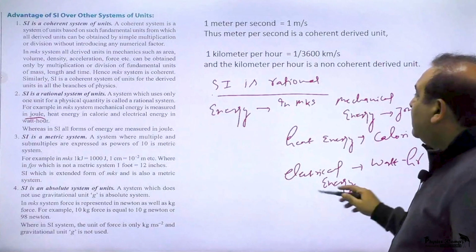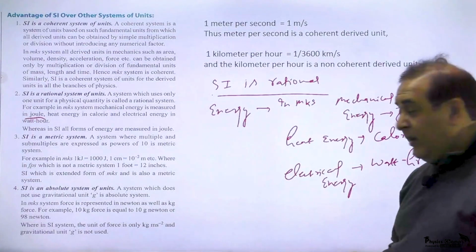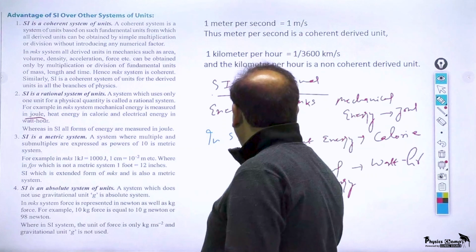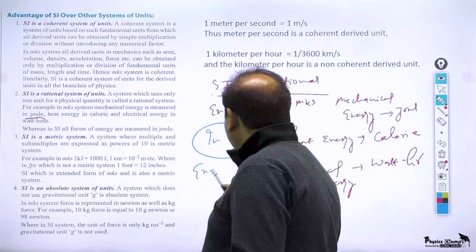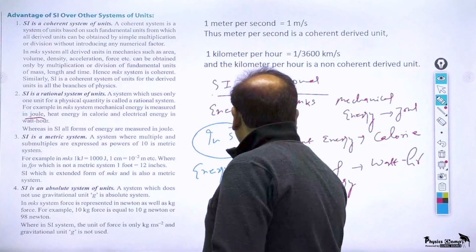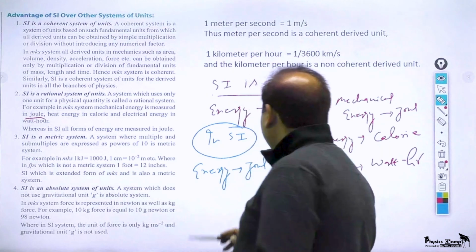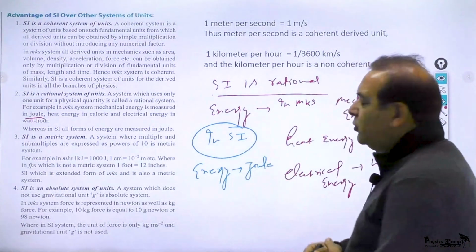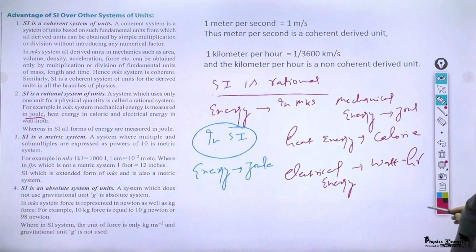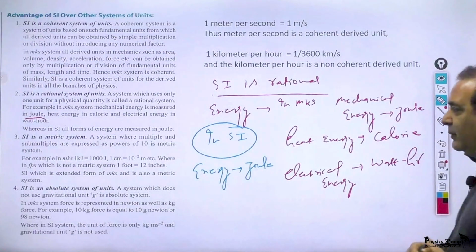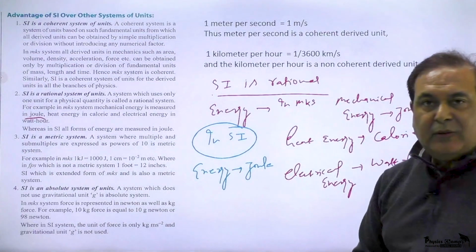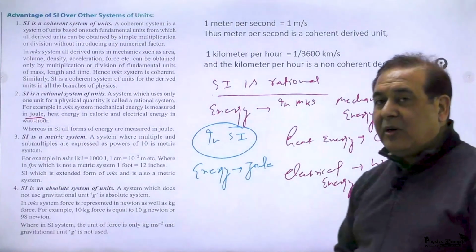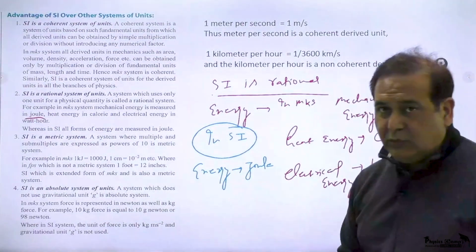It's not a rational system. But in SI, for all energy, the unit is going to be joule only. Here, I'll give you some more detail. Should we call it joules or should we call it joule? My answer is it should be called joule rather than joules.